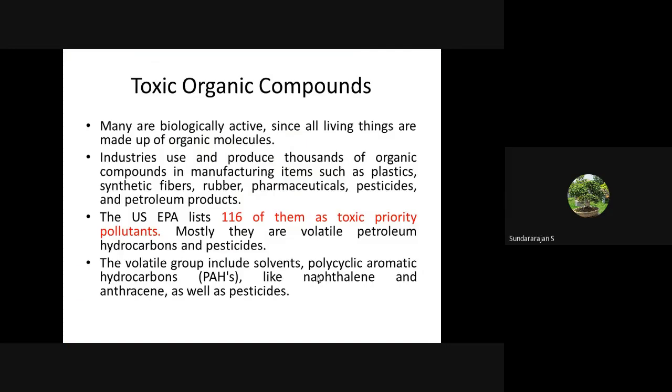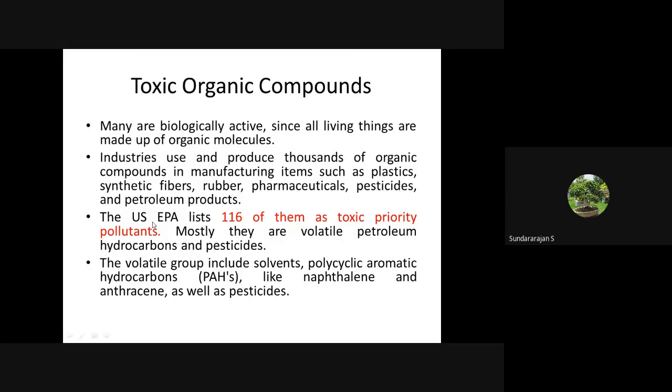As I told you, these are toxic organic compounds, and they are persistent. Many are biologically active; since all living things are made up of organic molecules, we know about them. The industry produces thousands of organic compounds for manufacturing items such as plastics, synthetic fibers, rubber, and pharmaceuticals. These are the most important now, along with pesticides and petroleum products also.